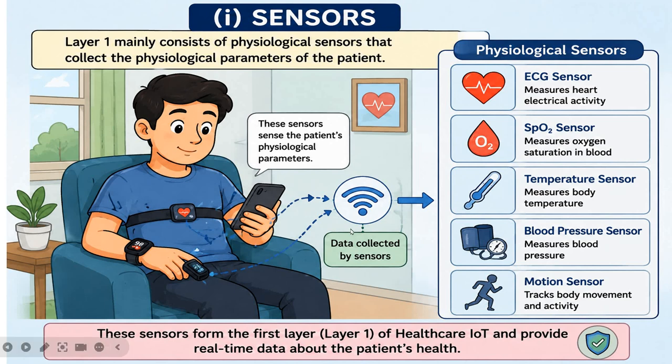Now, this is the wireless communication symbol. Here it indicates that the sensor data is transmitted through a network for further processing and monitoring.